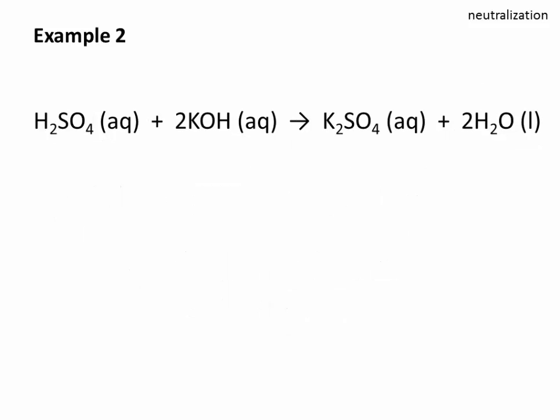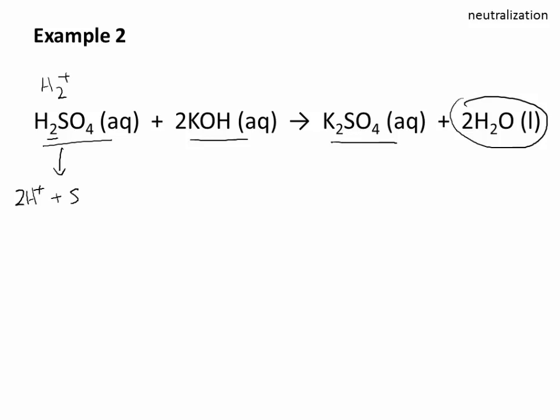Next example. This is another neutralization reaction between sulfuric acid and potassium hydroxide to form a salt and water. So you leave the water alone. H2SO4 is broken down to 2H+. Take note, there's no such thing as H2+. The 2 here means they are basically 2 hydrogen ions with each sulfate ion. So you break down to 2H+ and 1 SO4 2-.